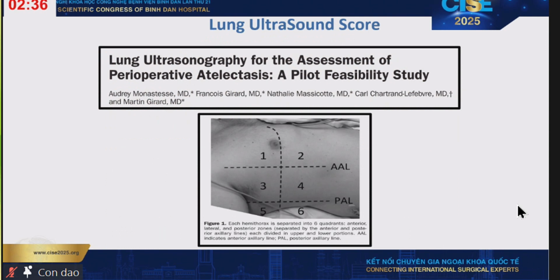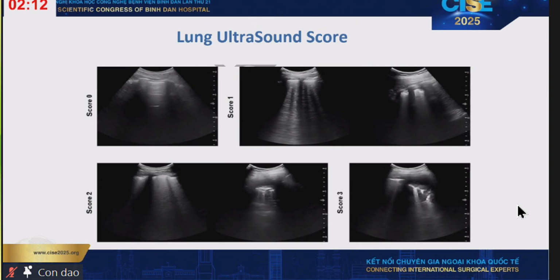A modified lung ultrasound score was used in a feasibility study to detect atelectasis at different stages of laparoscopic abdominal surgery, demonstrating its feasibility in perioperative monitoring. The lung ultrasound score involves dividing the hemithorax into 6 quadrants and grading each quadrant based on lung aeration. This aeration score is assigned from 0 to 3.